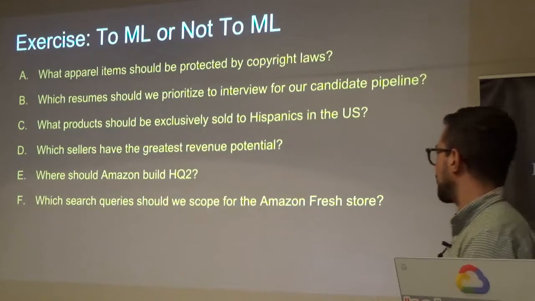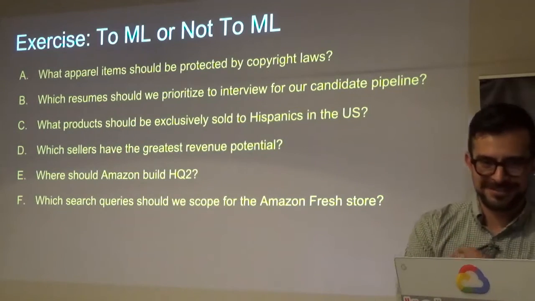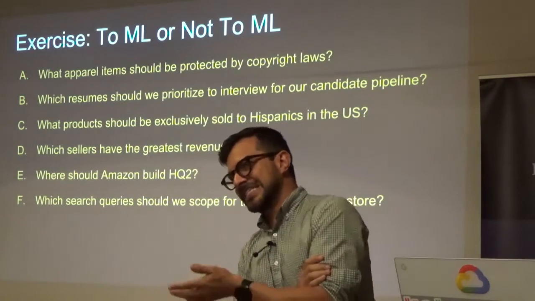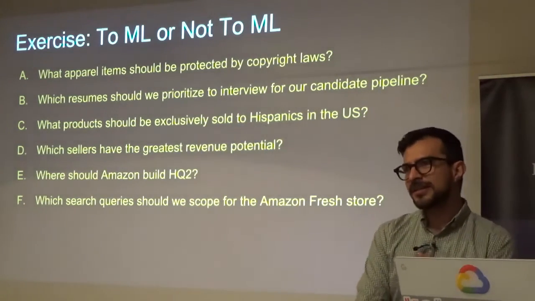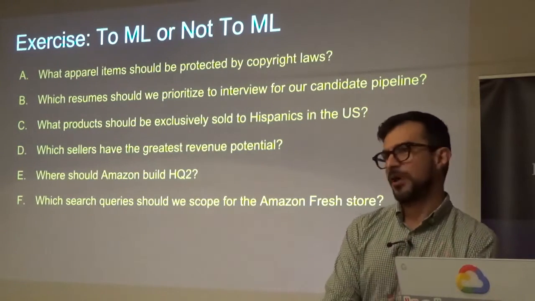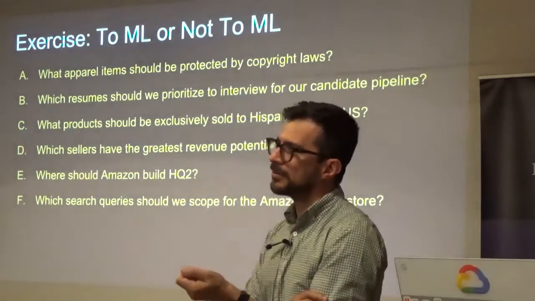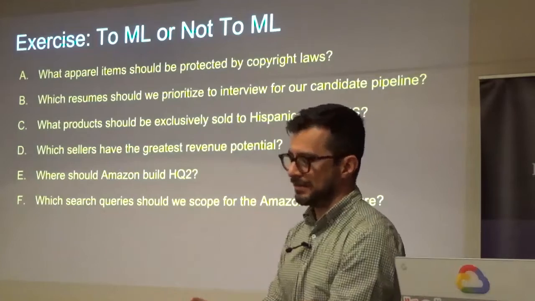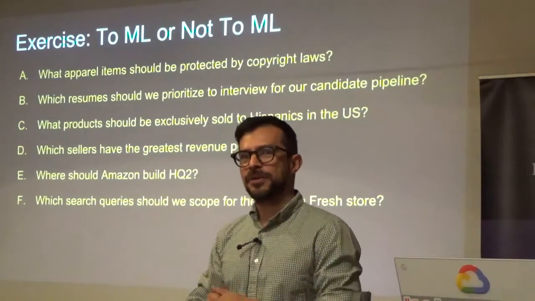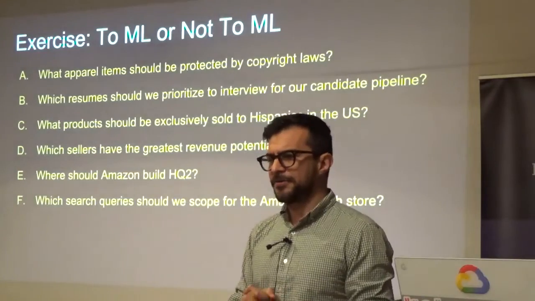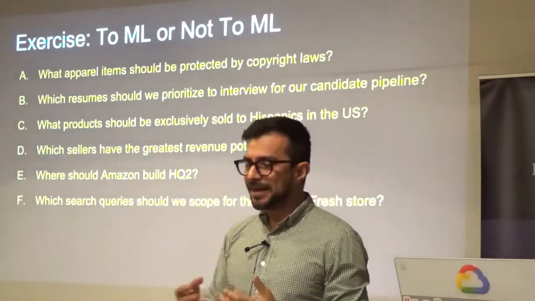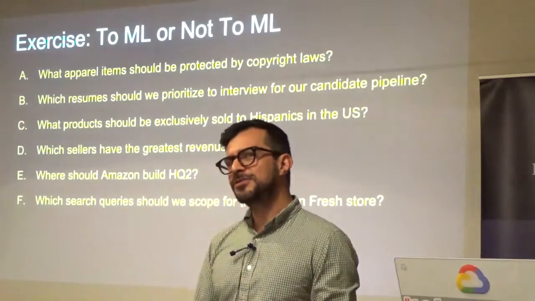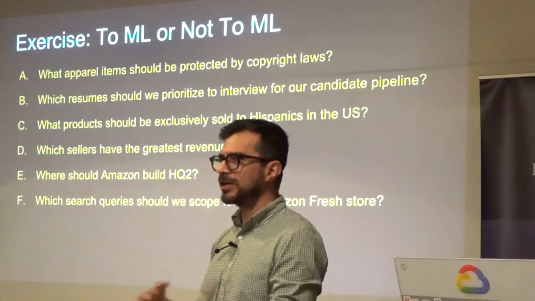So this one is, which search query should we scope for the Amazon Fresh store? This is very specific. Yes, and obviously this is a combination of machine learning and regular programming, because you can make the process way easier. I was actually in the team that built that when Fresh was starting. If you are searching for, let's say, Nutella, where should we put you? In the regular Amazon store, or the Amazon Fresh store?